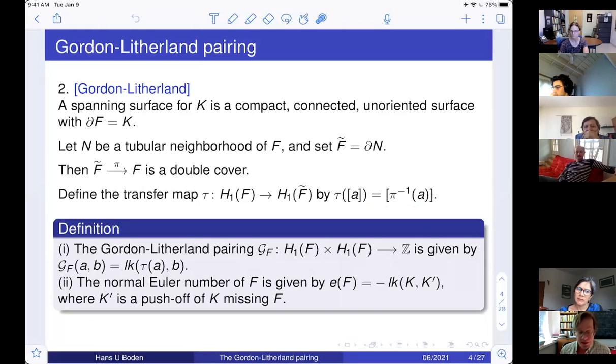And the Gordon-Litherland pairing is a pairing on the first homology of your spanning surface given by this formula here. So you take the linking number of the transfer of A with B. So that's one component of the signature. The other component is the correction term, which is given by this normal Euler number of your surface. So that's also called the slope of the surface. So you take a parallel of the knot called K prime, and you take minus the linking number of K with K prime. And that's what this normal Euler number is.